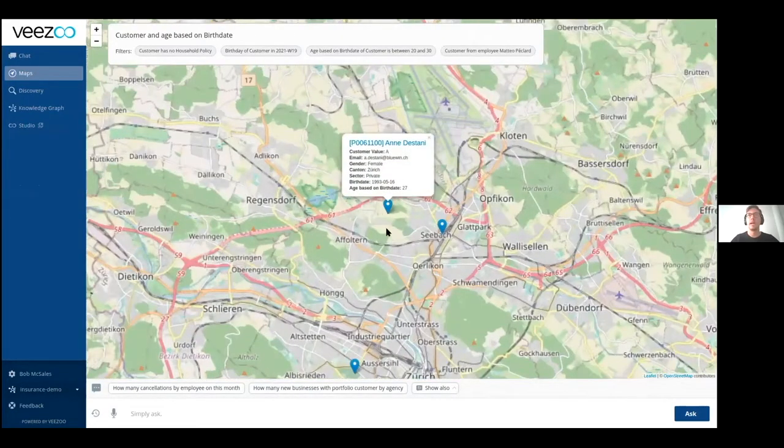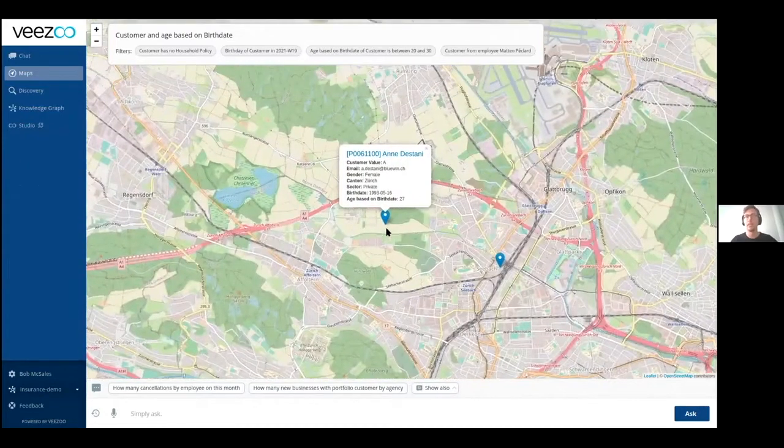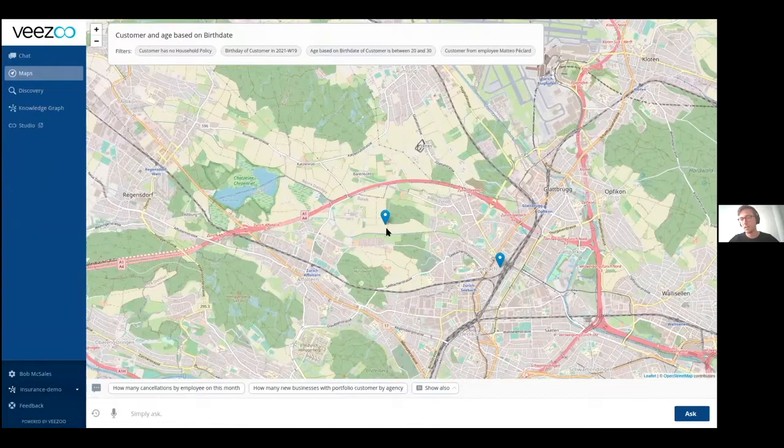It's nearby. Now Mateo can just easily contact her, maybe send her a gift card or give a call, congratulate her on her birthday, and talk about insurance. After all, that's what everyone wants to talk about during their birthday. So this is a little example of how we see people interacting with data in a different way, and how our biggest customers, AXA, are actually doing this every single day.